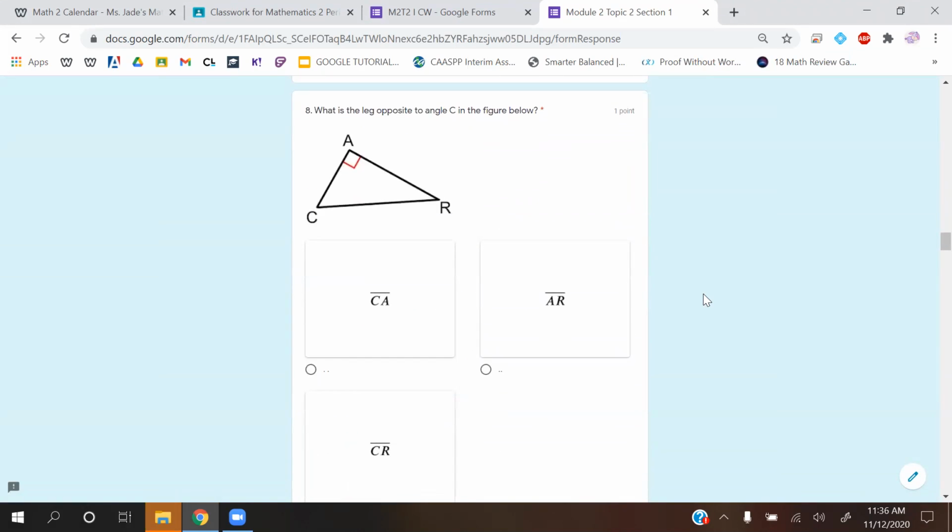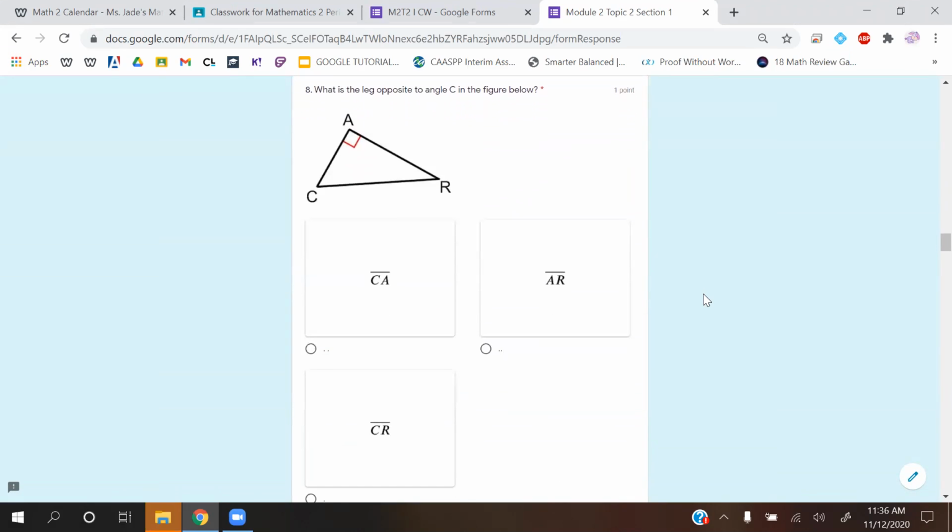Okay. We stopped at number 8, right? Yeah, now we're about to do number 8. Number 8 says, what is the leg opposite to angle C in the figure below? Here's angle C. We want to do the opposite. So all the way across from C is AR. AR. Good. So this one's your answer.